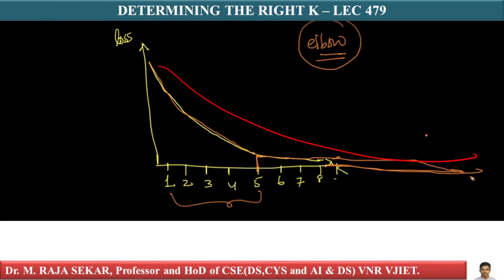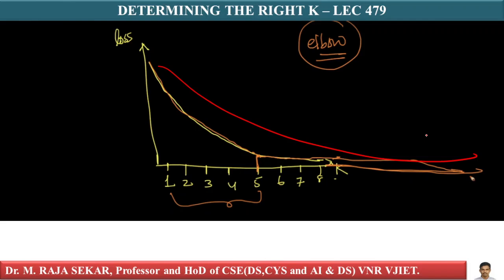You have loss here and k here, your loss on the y-axis and k on the x-axis. This plot roughly looks like this. Let's assume k equal to 1, 2, 3, 4, 5, 6, 7, 8, and so on. How will you apply the elbow method?